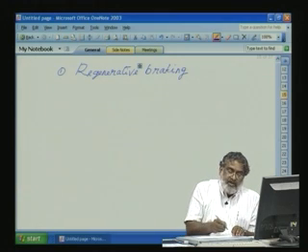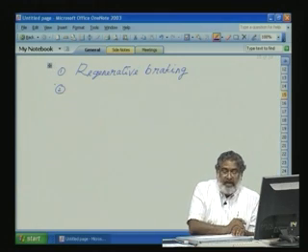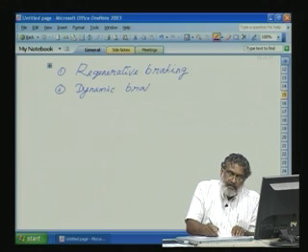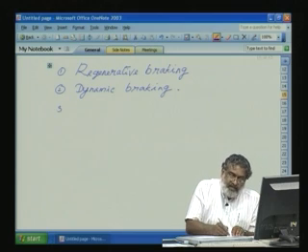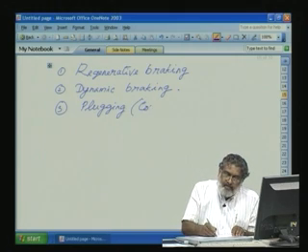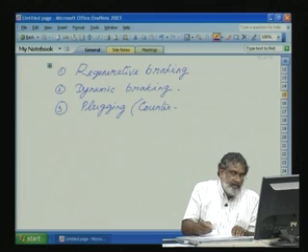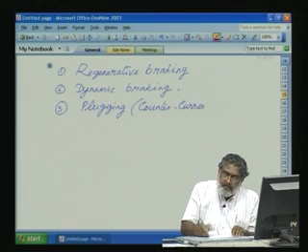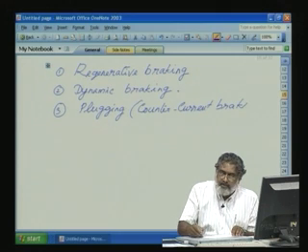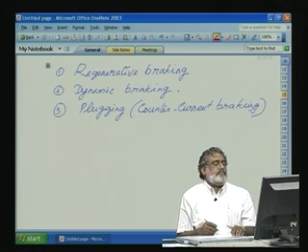1. Regenerative braking. 2. Dynamic braking. Then 3. Plugging, or it is also called counter current braking.